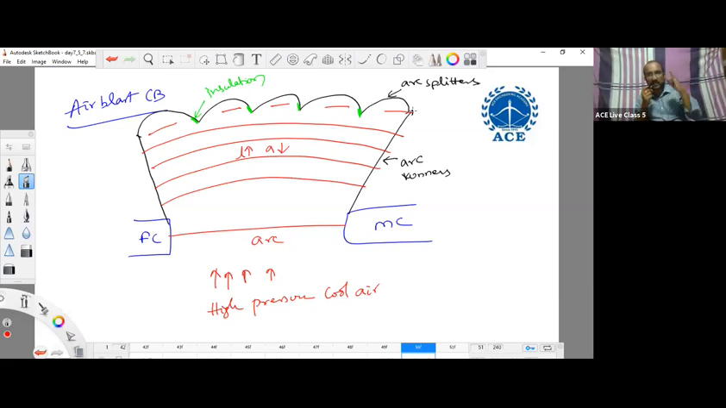Here, the length of the arc is increased, the area of cross section is reduced, the arc is being split, the arc is being cooled, and the arc is constrained. All the conditions are satisfied in this air blast circuit breaker. So this is about the high resistance method.